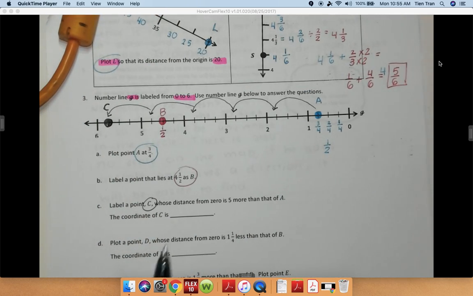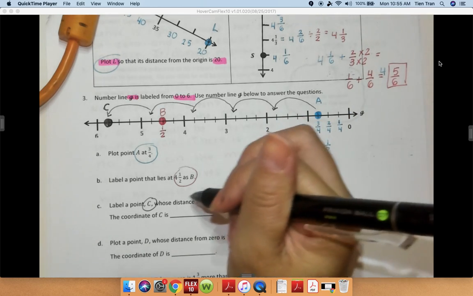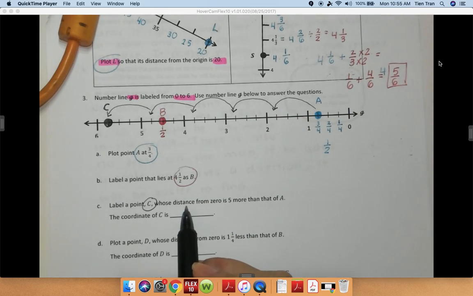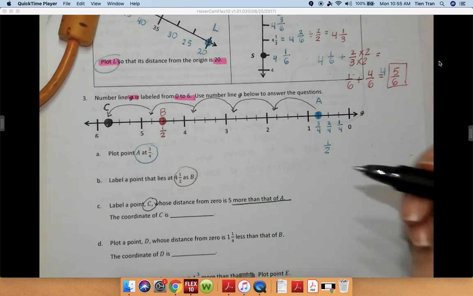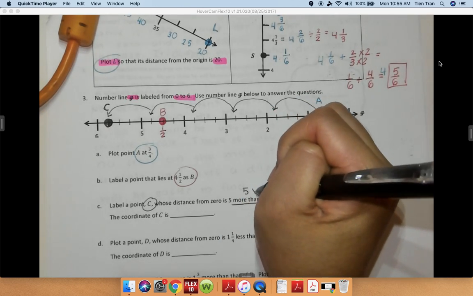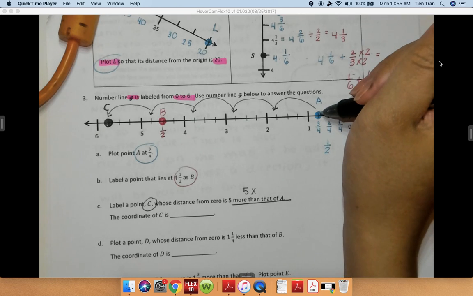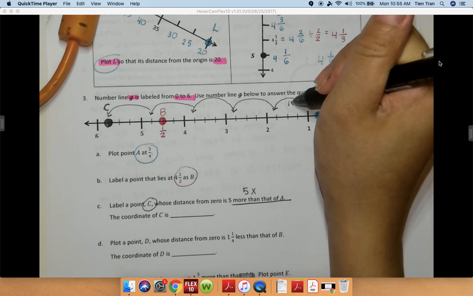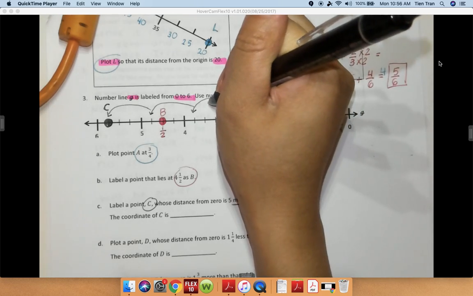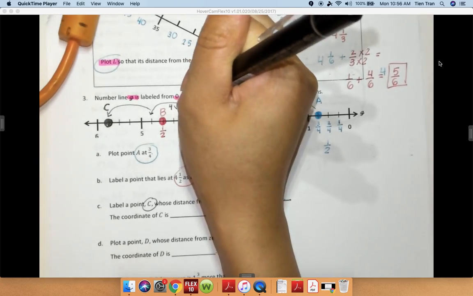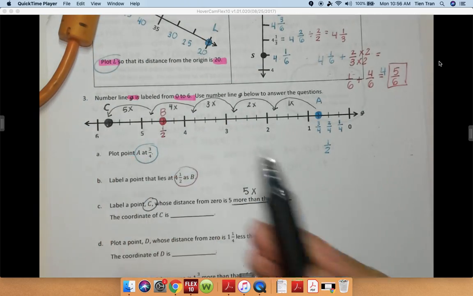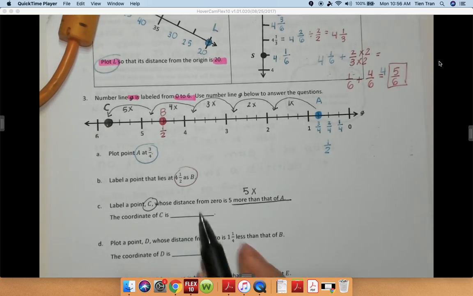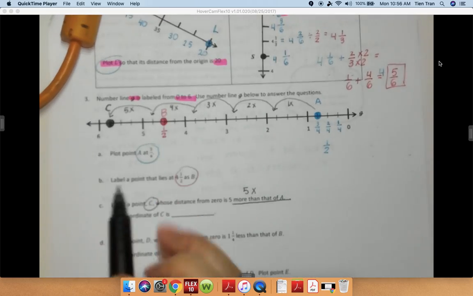Now why is that the coordinate for C? It says right here, label point C, whose distance from 0 is 5 times more than that of A. And this is where A is. So I counted 1 times, 2 times, 3 times, 4 times, 5 times. So that's your new point. That is point C. Now they ask me, what is the coordinate? So what is my number that belongs there?